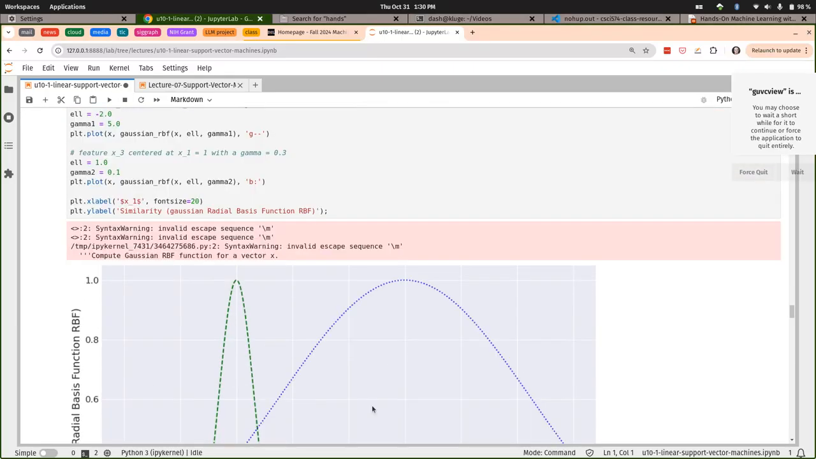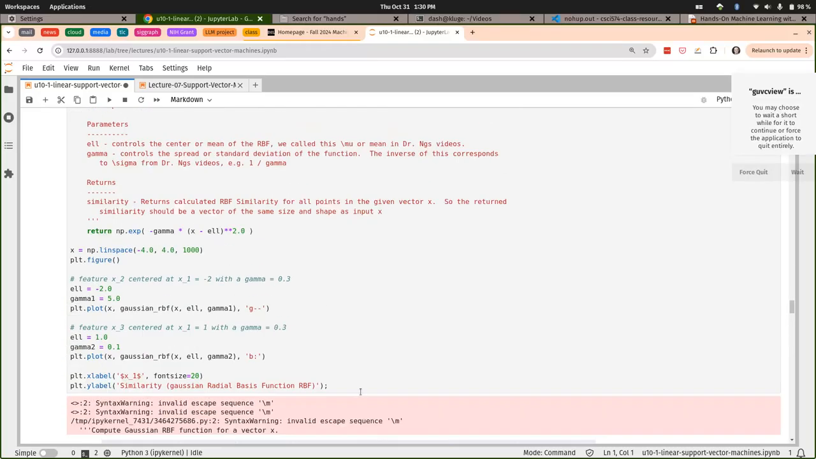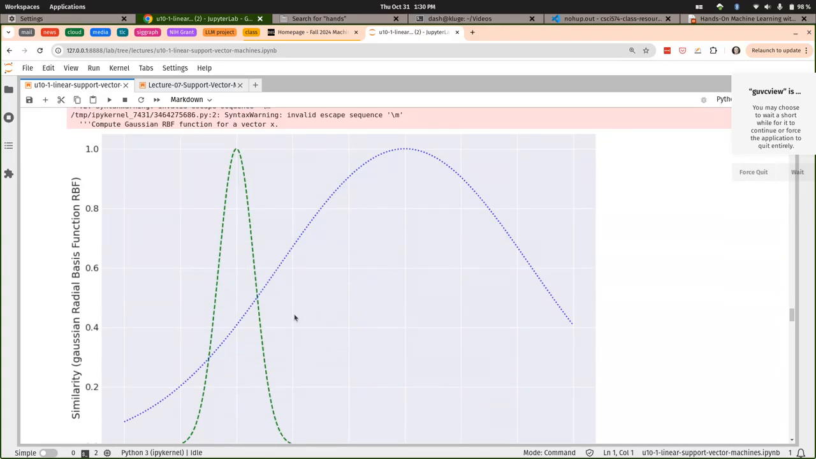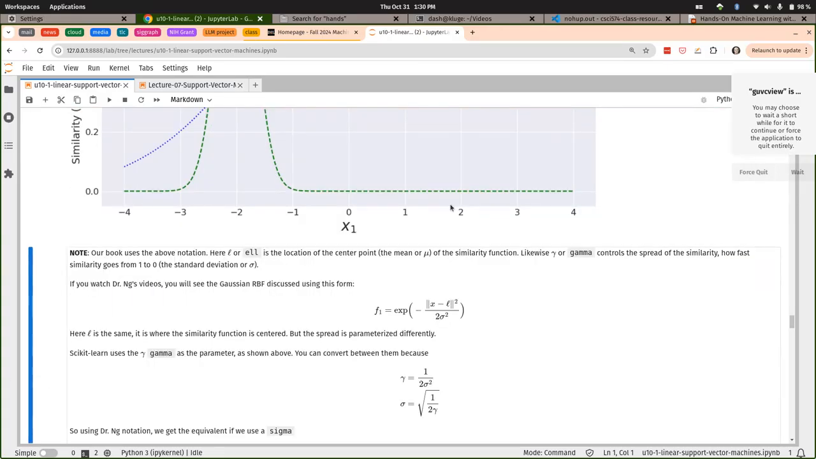Like we were showing before, if we have a single feature, the blue one is using a smaller gamma. Since it's inverse, smaller gammas are like bigger sigmas, so you get more spread out. That's what the blue one ends up being here. And the green one is using a bigger gamma, so you get a tighter similarity, a more spiked thing on the similarity there.